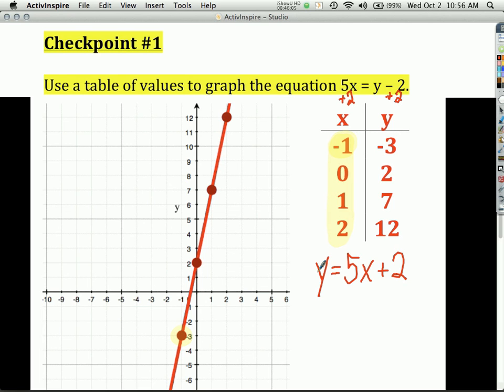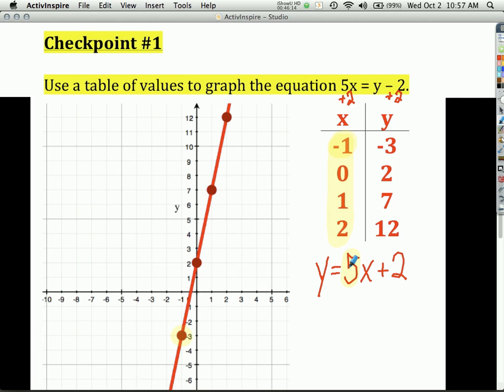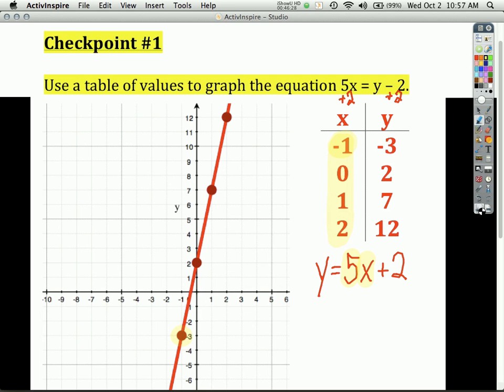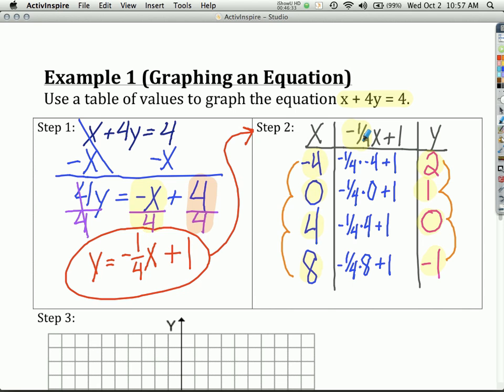How do you know... Well, what's the major difference between this one and the previous example? Look at this number right here. That number is going to get multiplied by our x values that we choose. That's a whole number. So multiplying it by a whole number is easy. But in the previous example, this was a fraction. If I multiply that by a 1 or a 2 or a 3, I get a very ugly number.